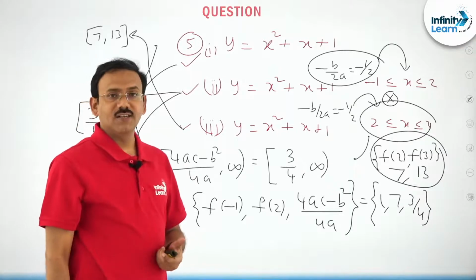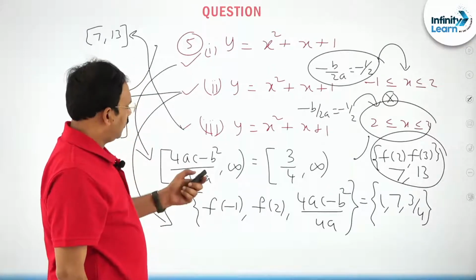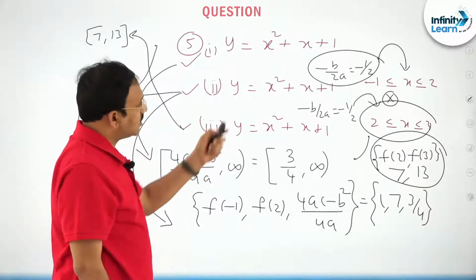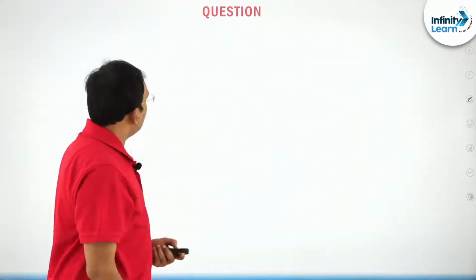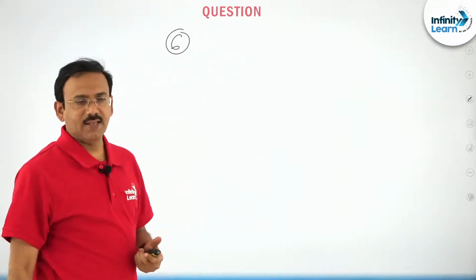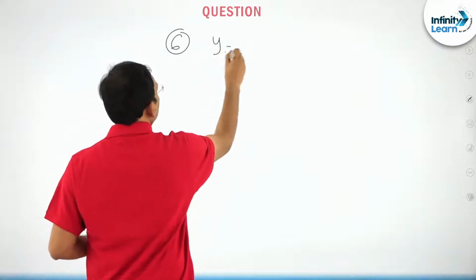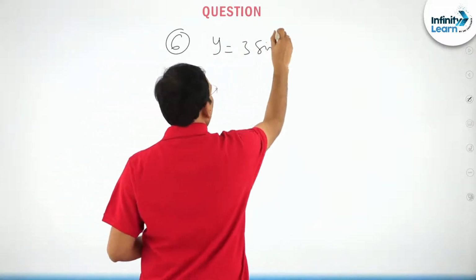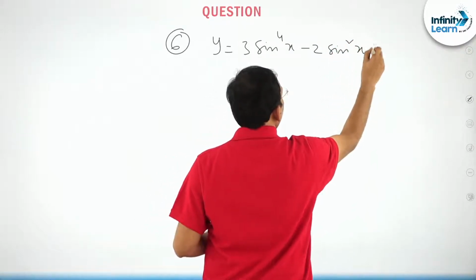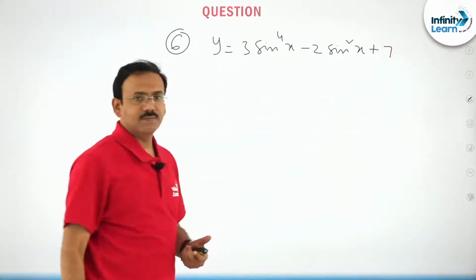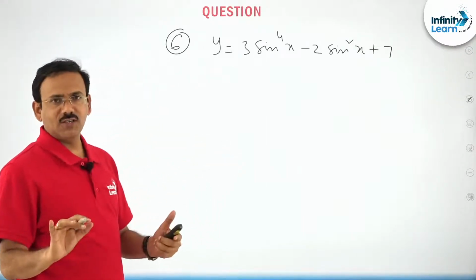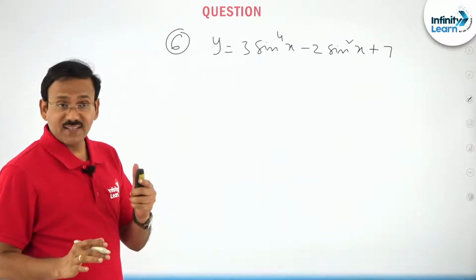So friends, this is kind of finding range of a quadratic expression, restricted case. In extensions to this, you may be given an expression like y is equal to 3 sin power 4x minus 2 sin square x plus 7. Find the range of this expression. Of course, it is trigonometric, but indirectly it is like quadratic.